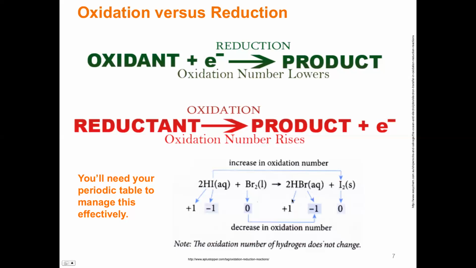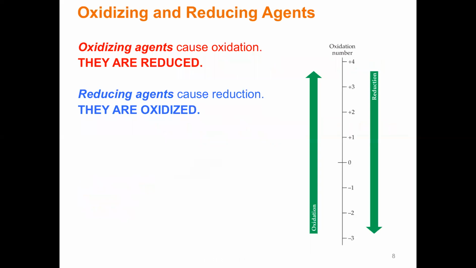Now, like I was saying before, an oxidizing agent is something that is really good at oxidizing. They are reduced. And a reducing agent is really good at reducing. So it donates electrons, so it's going to be oxidized. So oxidizing agents cause oxidation. They're going to be reduced because they love to take those electrons. Reducing agents cause reduction. They're really good at giving away those electrons, so they are oxidized.